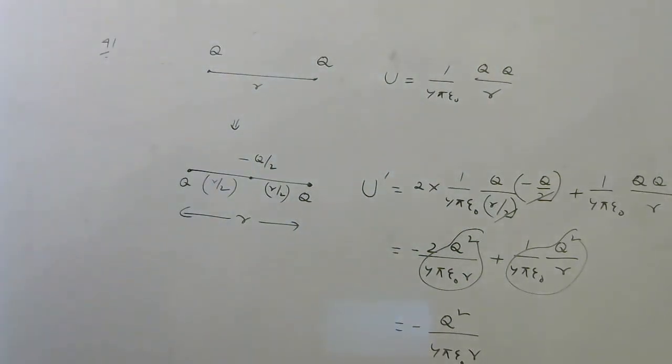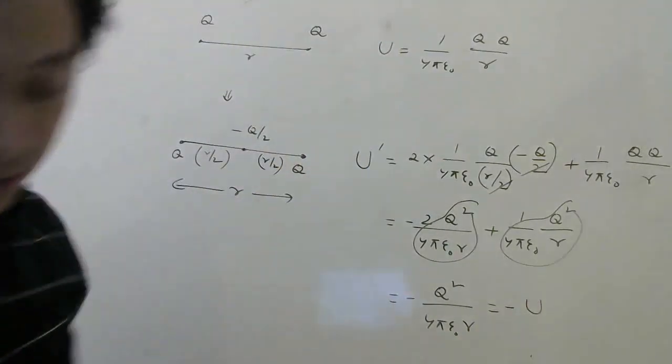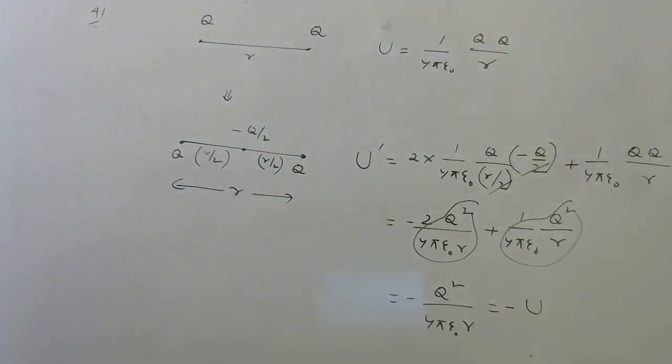In terms of u they are asking, right? So if you look carefully, this is nothing but minus u. So initially if the energy was u, now it will be minus u. So correct option should be option B.